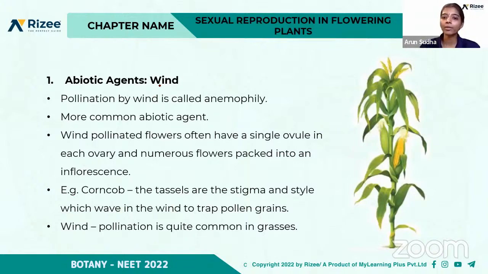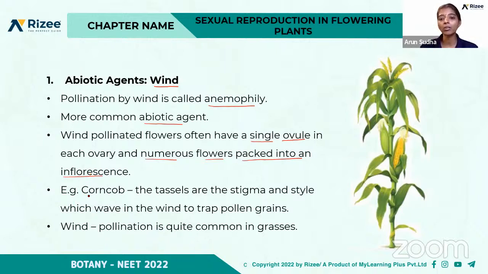If you take the abiotic factors, wind is the most common abiotic agent which brings about pollination, right? Pollination by wind is also called anemophily. So what are the features of the wind pollinated flowers? They will have a single ovule in each ovary, and numerous flowers are packed into one inflorescence. So many flowers will be packed to form an inflorescence in the case of wind pollination, right?